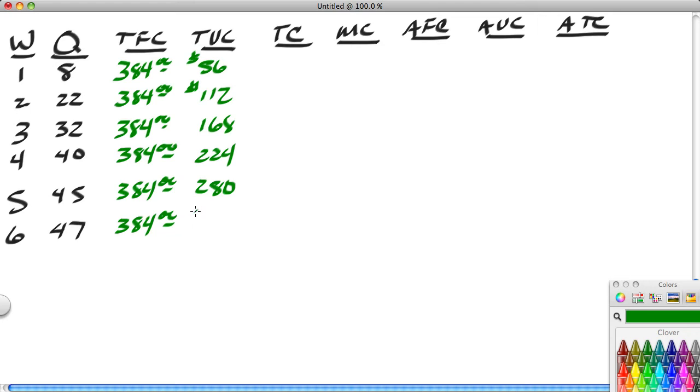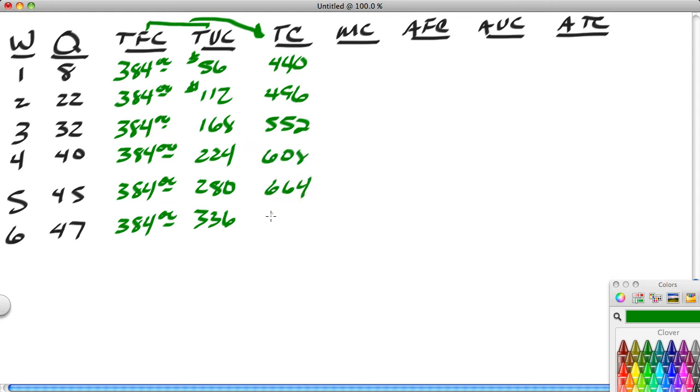We have 336. If we add these two columns together, we're going to get the total cost column, and we've got those calculations already done, so let me put them in here. 440, 496, 552, 608, 664, 720. Okay? And then we haven't done the marginal cost yet. We'll skip that very quickly here. 48. We'll put our dollars and cents in here.